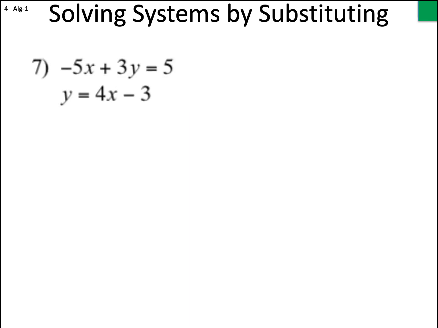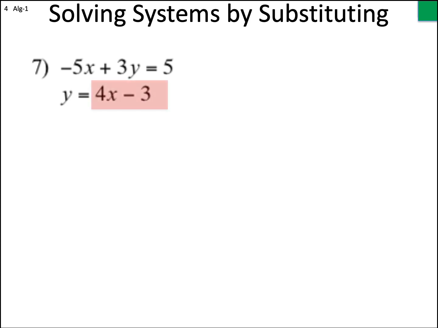So technique number 2 is solve by substitution. We use this when one of the equations is already solved, but the other one is in standard form. Notice equation number 1 is in standard form. Equation number 2 is in y equals mx plus b form, or slope-intercept form. Okay, so substitution says step 1, solve for one variable in one equation. Now notice equation number 2, it's already solved.